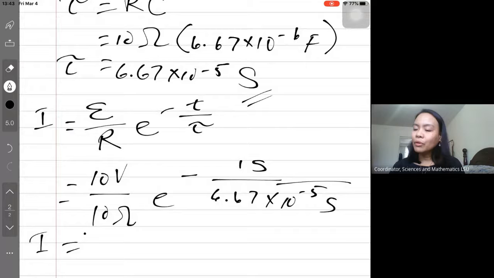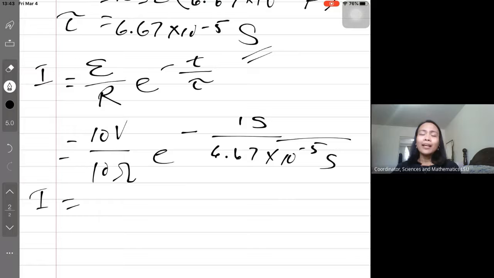Okay, now computing the value for 1 over 6.67 times 10 to the negative 5 second, and doing that, e to the negative 14,000 something, the answer would be 0, and 0 times 10 over 10 is 1, 0 times 1, that is also 0. So we get our answer for the current, which is 0 ampere.